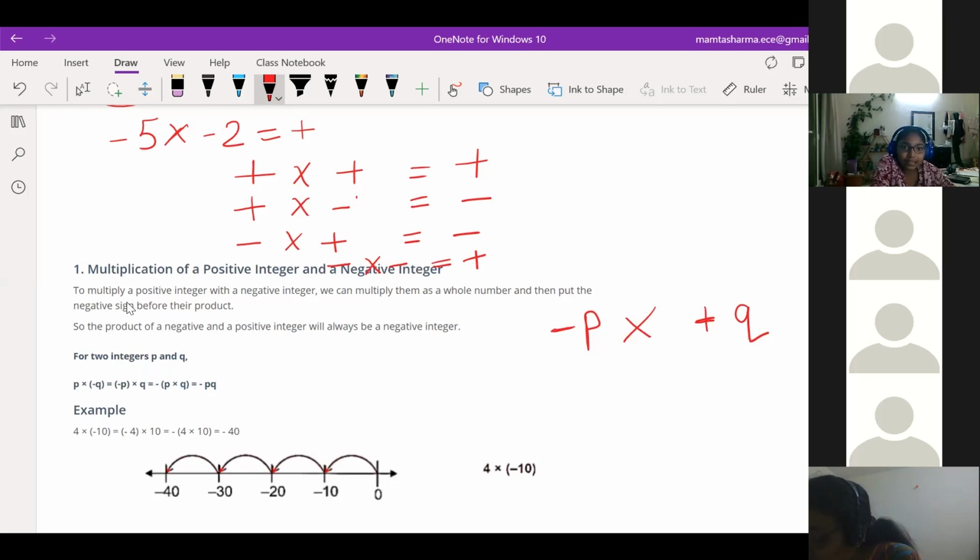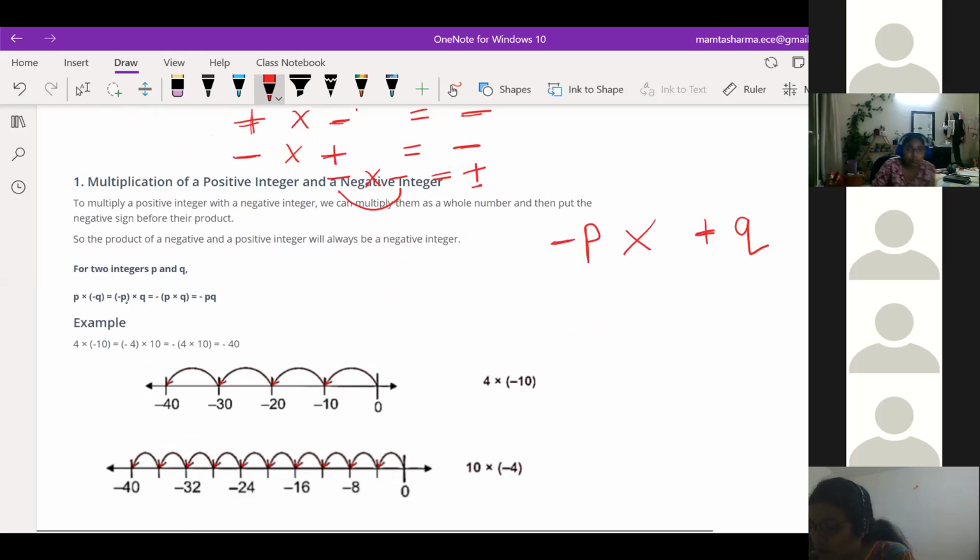So we can say if two numbers have the same sign, the result would be plus. If two numbers are of different signs, then the result would be negative.